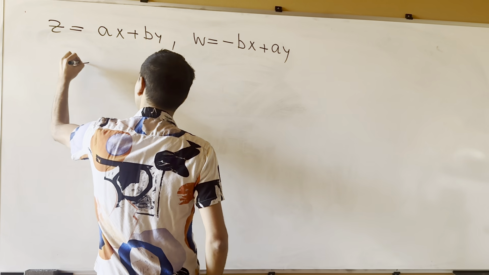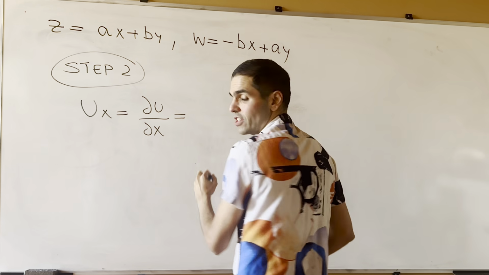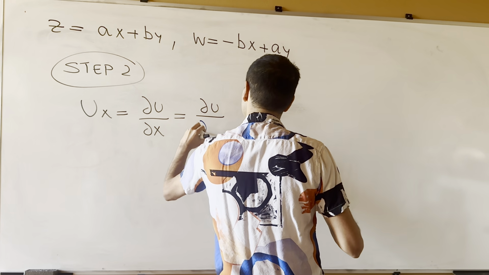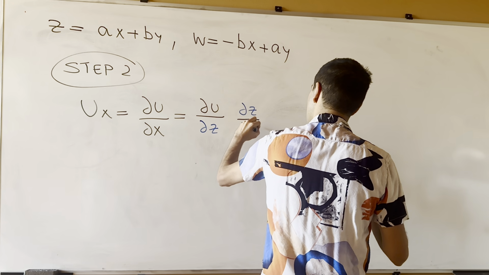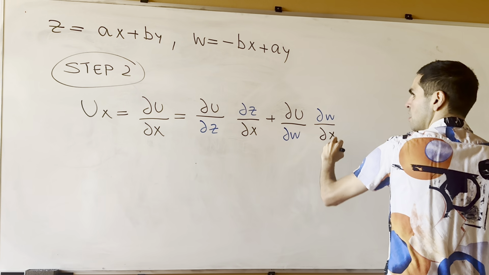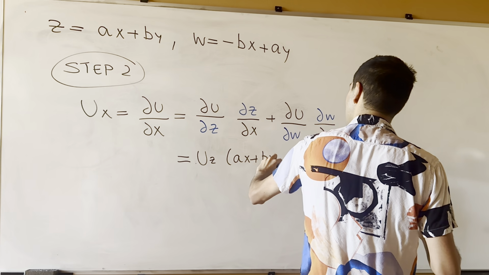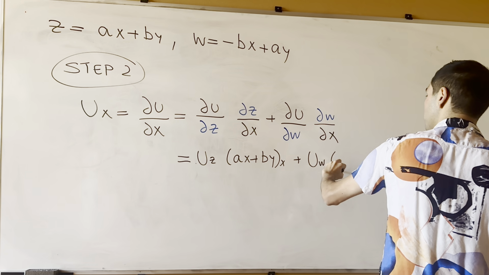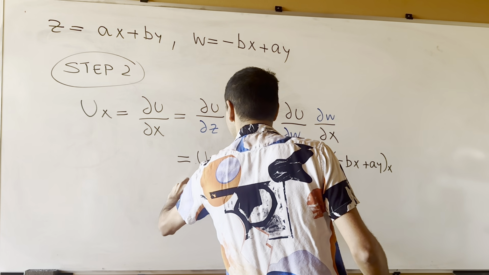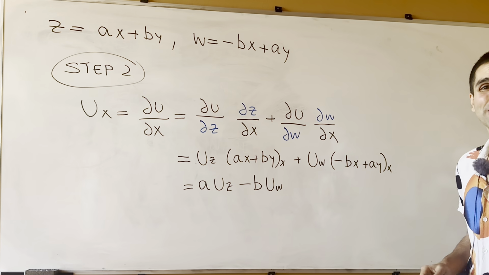Okay, so let's do that. So step 2. So by the chain rule, U_X is partial U over partial X, which now becomes partial U over partial Z, partial Z over partial X, plus partial U over partial W, partial W over partial X. And that becomes U_Z times Z_X, which is AX + BY with respect to X, and then plus U_W times -BX + AY with respect to X, and then what we end up getting is AU_Z, and I believe minus BU_W. It's like BMW, but with U.